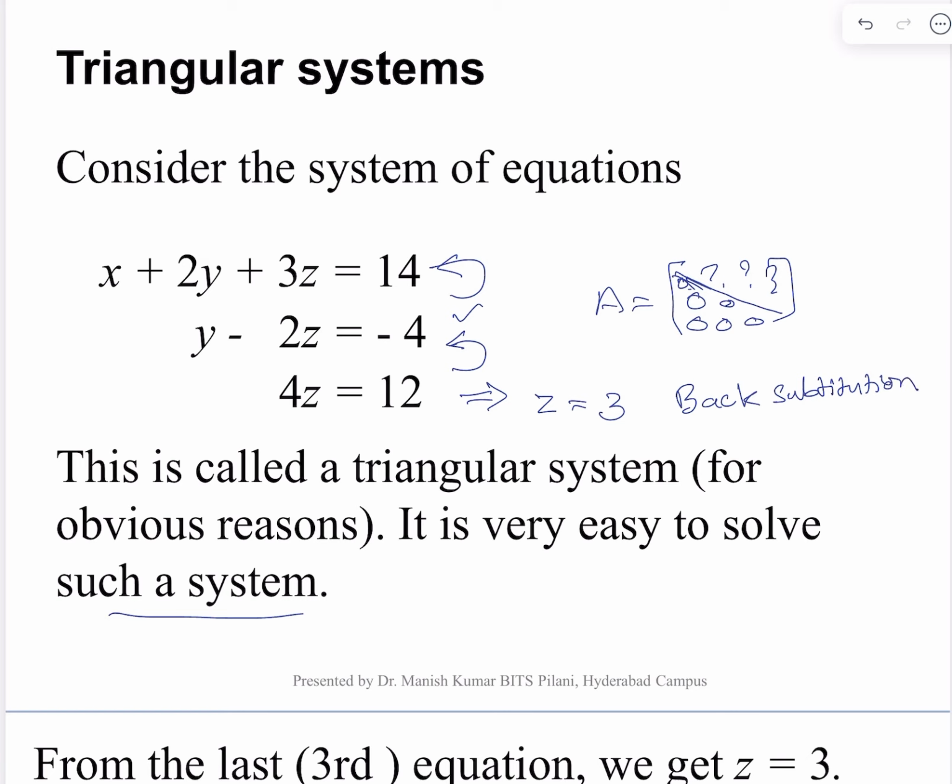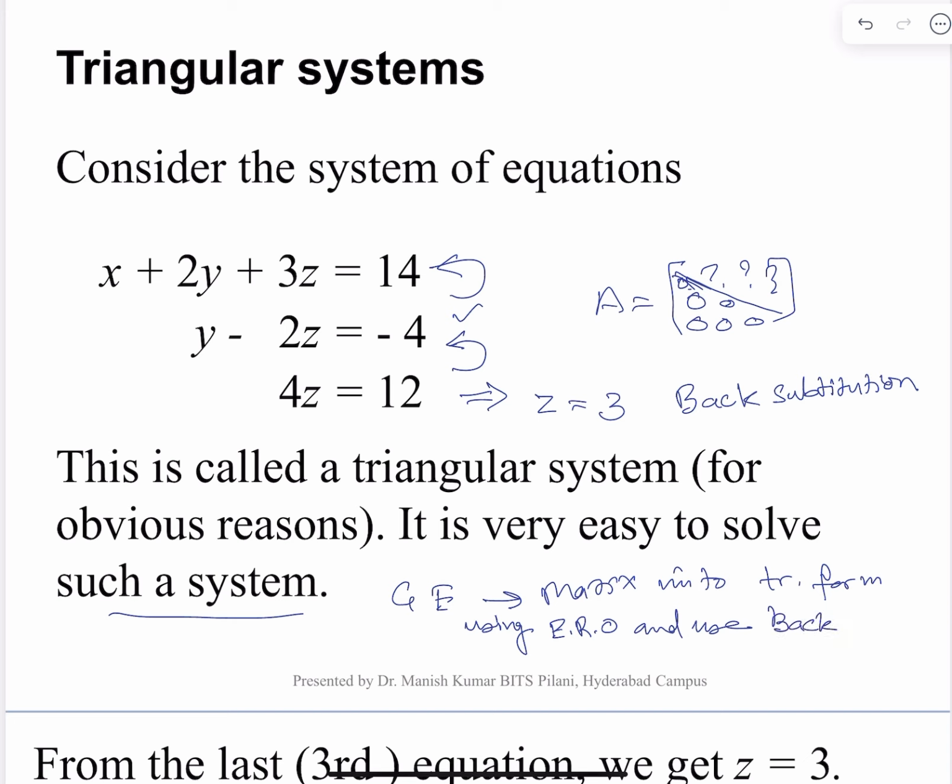So the whole idea of Gauss elimination is to reduce the matrix into triangular form using elementary row operations, and then use back substitution to get the solution.